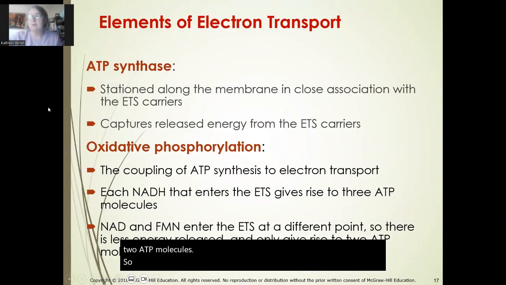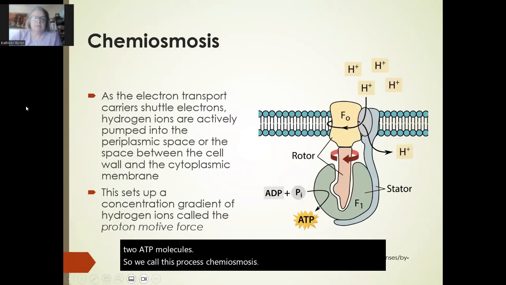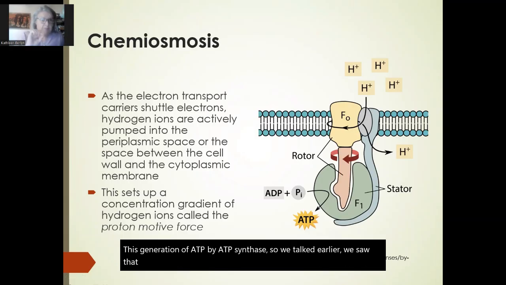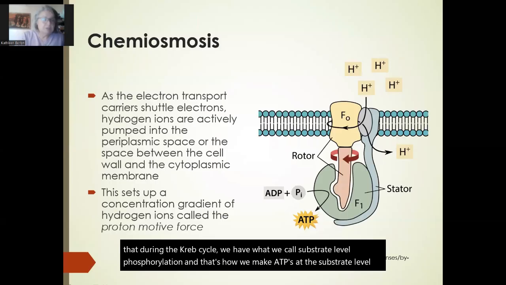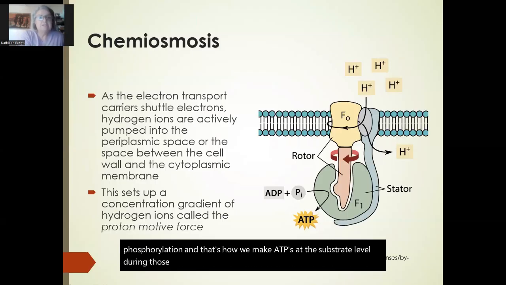So we call this process chemiosmosis. This is the generation of ATP by ATP synthase. So we talked earlier, we saw that during the Krebs cycle, we have what we call substrate level phosphorylation, and that's how we make ATPs at the substrate level during those enzymatic conversions in those processes. And then we have chemiosmosis, which is another mechanism of producing ATP.